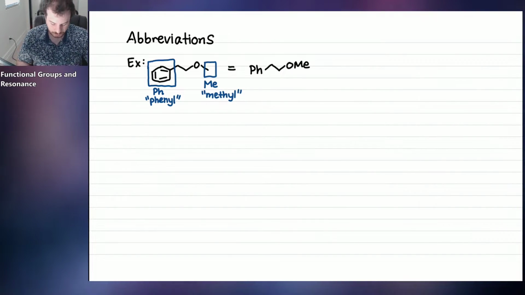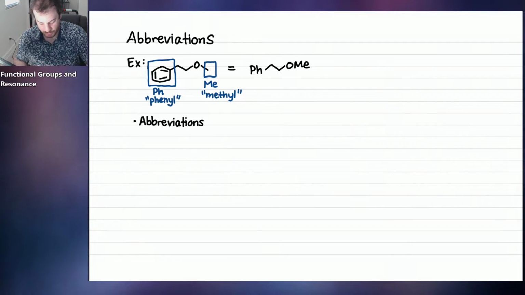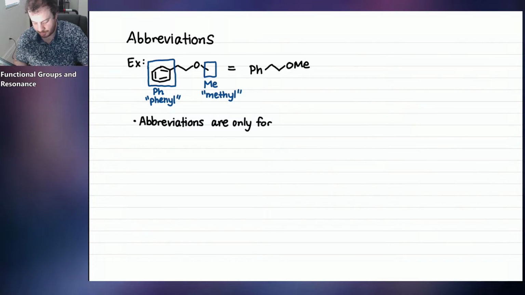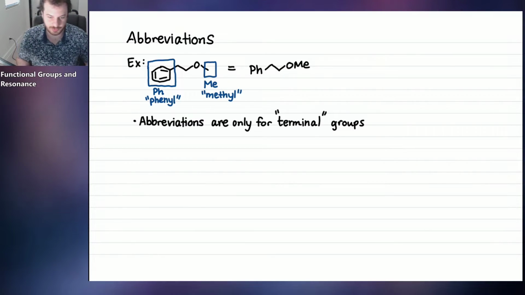Perfect. Now, one important note about abbreviations is that they can only be used on the ends of molecules. They can't be used in the middle. So abbreviations are only for so-called terminal groups. That is, groups at the ends of molecules, either in the left or the right, the top or the bottom, but they can't be sandwiched in between things. So let's take a look at an example here.